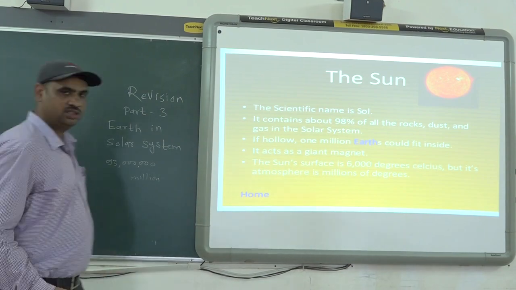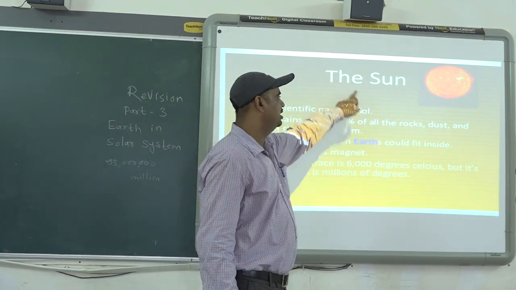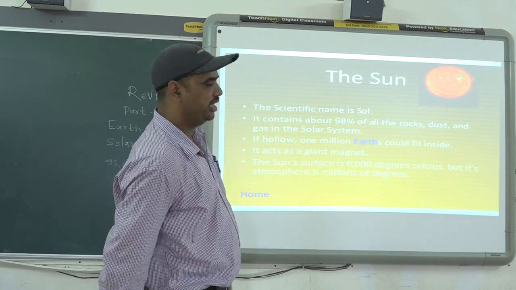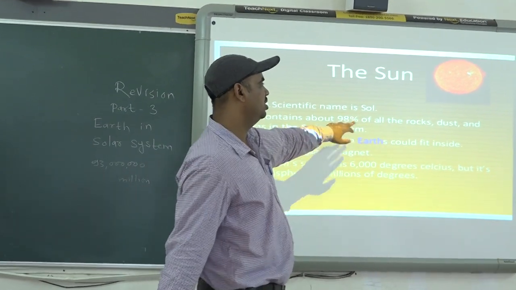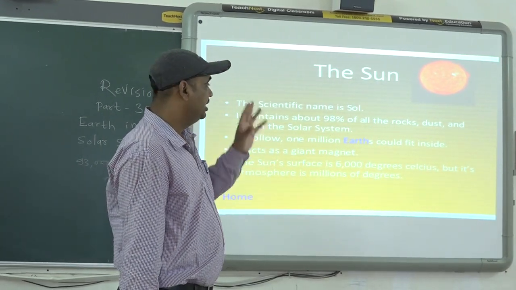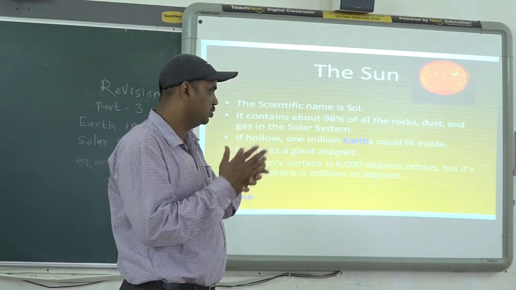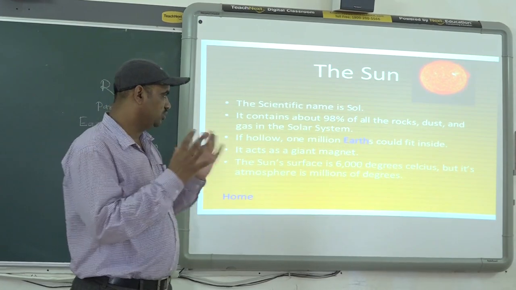A few more facts about the sun. The scientific name of the sun is Sol. It contains 98% of the rocks, dust and gas. Of course, the rocks are melted rocks. Then dust and gases.